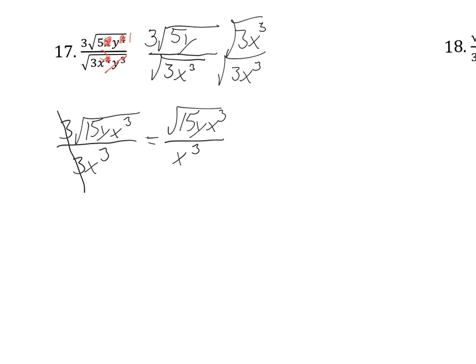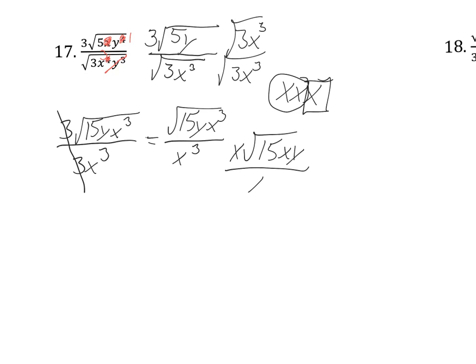Now, square root of x to the third, I have 3 x's, so I'm going to circle my pair, put a box around the other one. So I'm going to have radical 15 xy, or I could put yx. This circled pair goes on the outside over x to the third. We have an x on the top and on the bottom, so that tells me that I'm going to have radical 15xy over x squared.